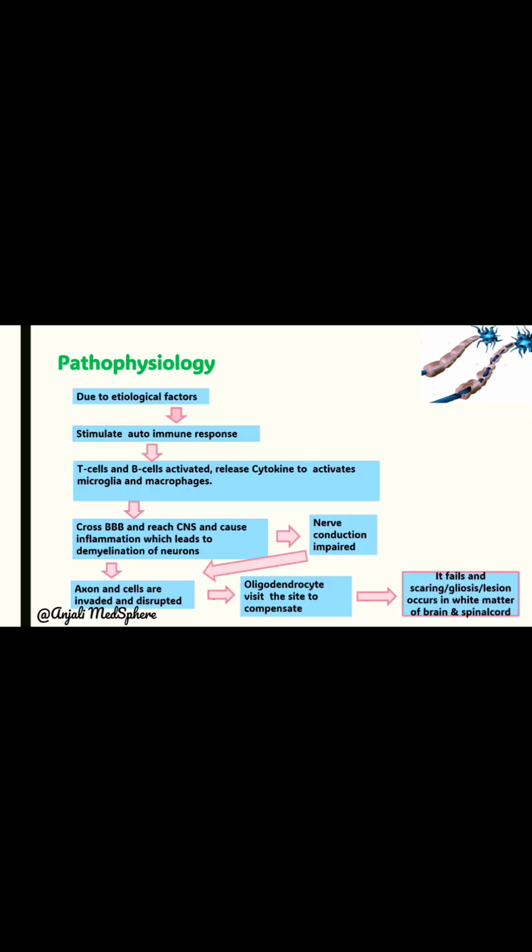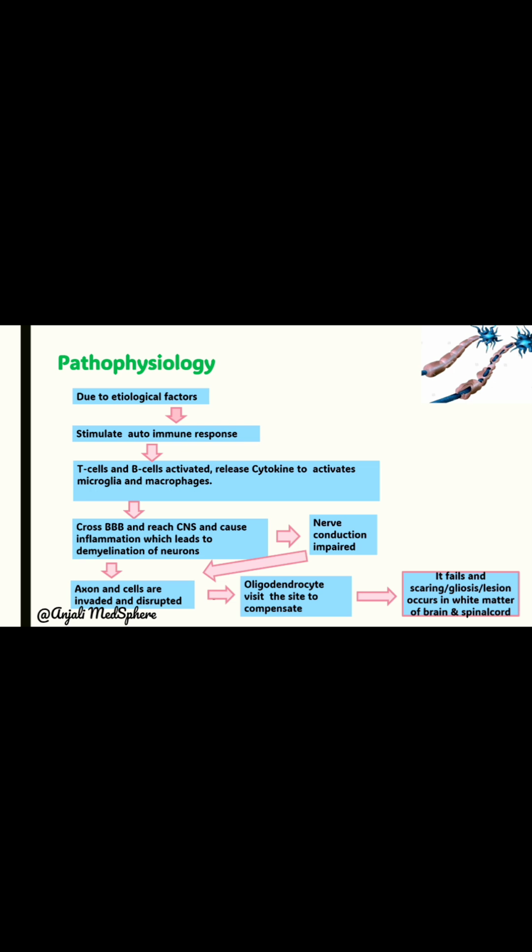Pathophysiology: to explain the pathology behind multiple sclerosis, due to the etiological factors that we discussed. It can be any environmental factors, infection, deficiency, obesity or genetic mutation, all the etiology that we discussed, that will stimulate the autoimmune response. Whenever an infection occurs, our body will develop an antibody. This antibody doesn't know what is a healthy protein and what is not, so it will attack our cells. So it will stimulate the autoimmune response.